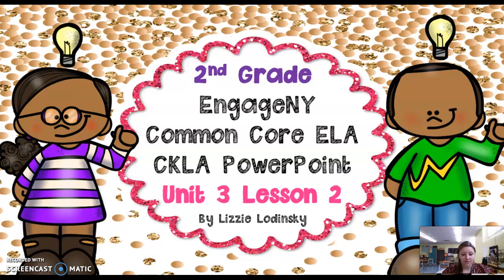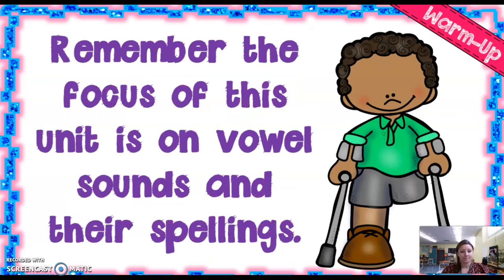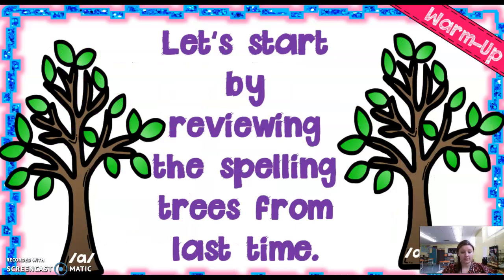We are working on Unit 3, Lesson number 2 for skills today. Our learning targets: we will be able to identify different spellings for the A sound. We will be able to ask and answer questions about key details in today's story called The Spelling Bee. Remember, the focus of this unit is on vowel sounds and how they are spelled.